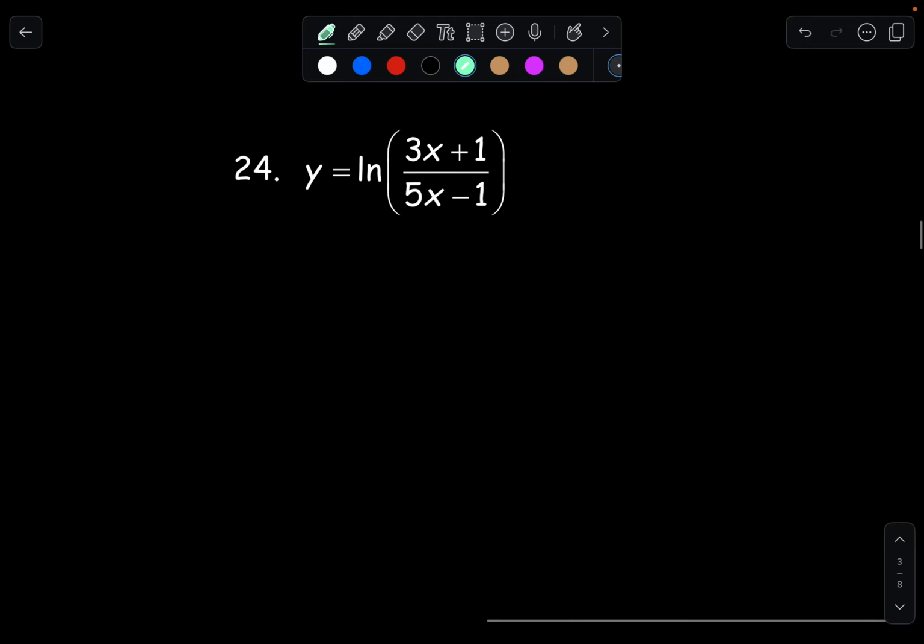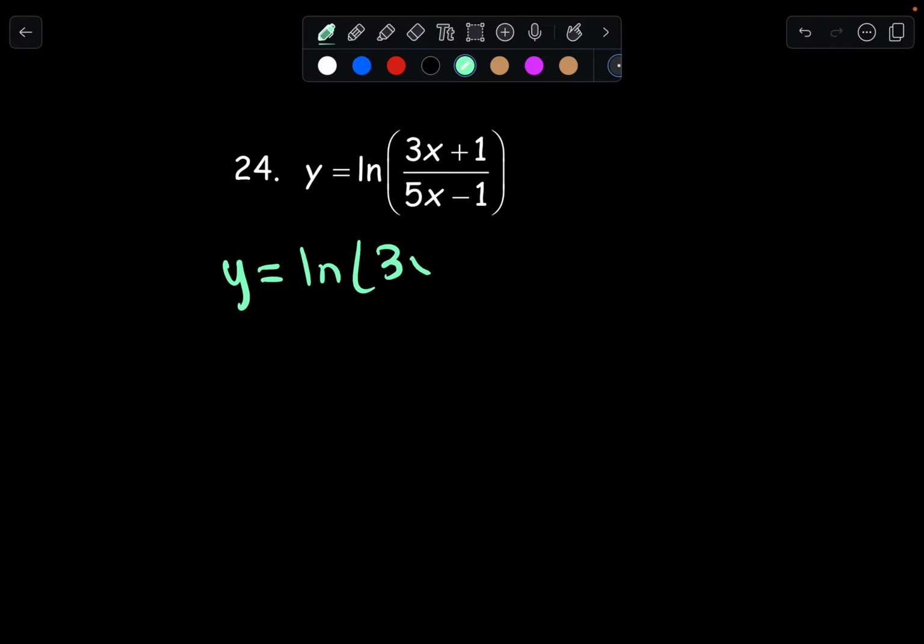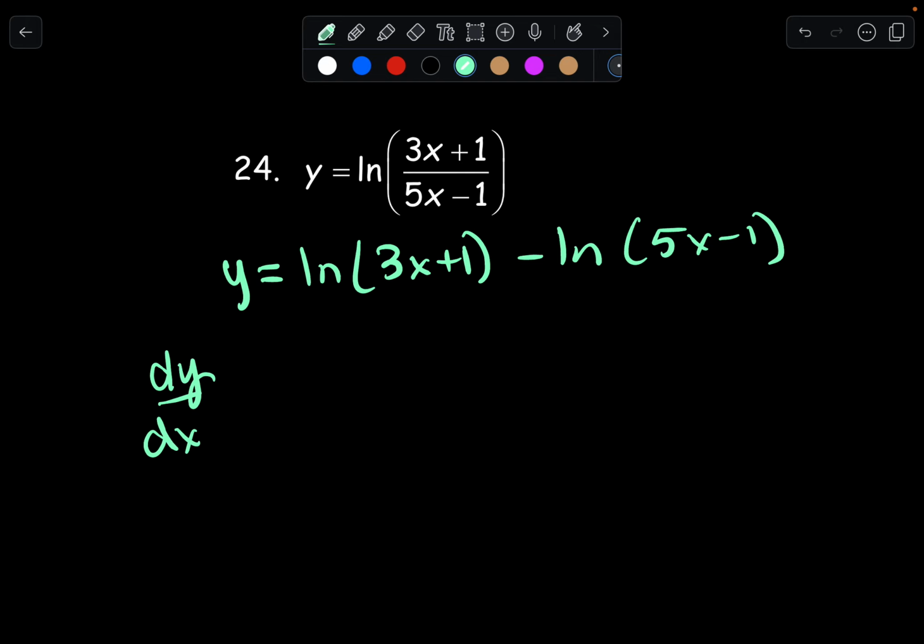The last problem, this looks exactly the same as another one we did. Okay, it is the same. Okay, why are we doing this one again? Anyway, this is just a reminder, I guess, that you can use logarithmic properties in order to expand this, which would make the differentiation process a lot easier. All right, so from here, dy dx, we're differentiating natural log, so that's u prime over u. So we'll have 3 over 3x plus 1 minus 5 over 5x minus 1.